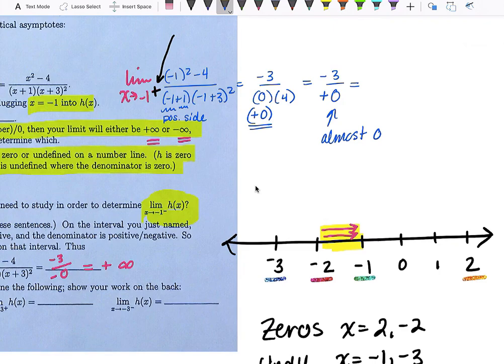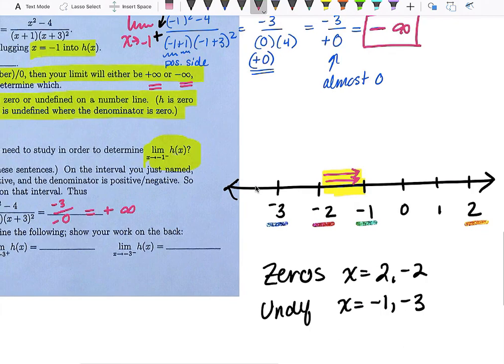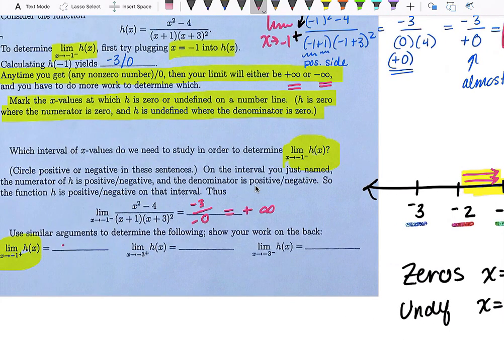So now we have a negative divided by a positive, which gives us a negative. But since that number is almost 0, not quite 0, we're taking a negative 3 and dividing by something extremely small that's positive. A negative divided by a positive is a negative, and it's going to go to infinity. So we have effectively evaluated this one: negative infinity.